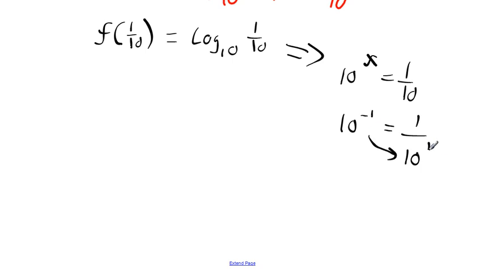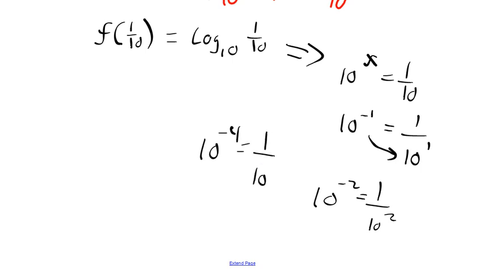And just to clarify this, say if I said 10 to the negative 2. Oh, well, that means 1 over 10 squared. Or what if I did 10 to the negative 4? Oh, well, that's the same thing as saying 1 over 10 to the 4. So the way that we get rid of negative exponents is we put the whole thing in the denominator and put 1 over right there.